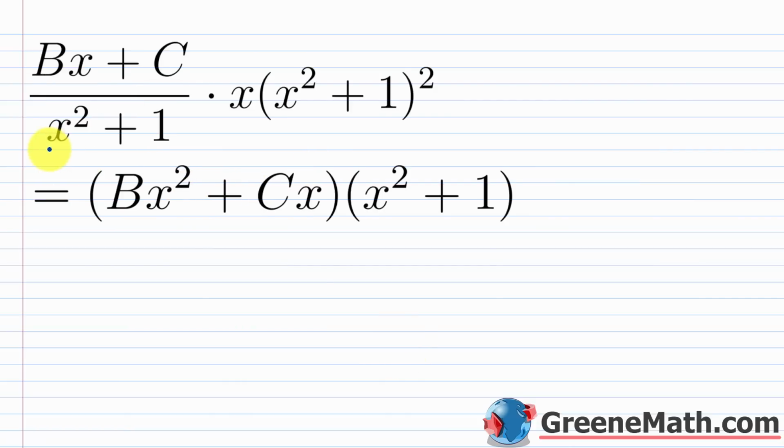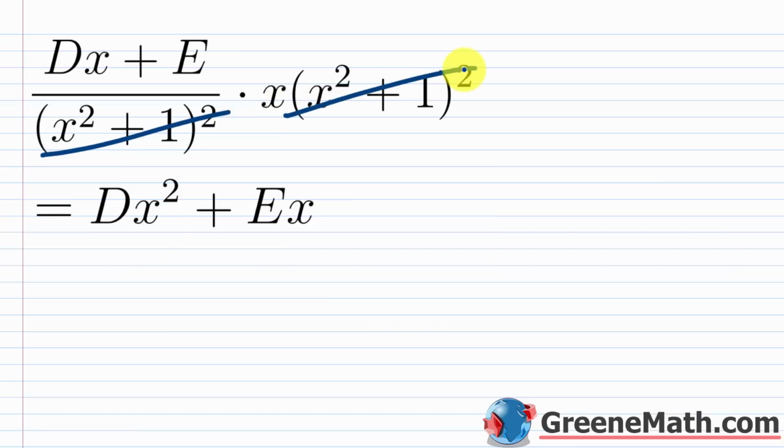Then coming down here, this one's going to cancel with one of these. So first you're going to multiply x times this quantity bx plus c. That's going to give you bx squared plus cx. Then you're going to multiply by this quantity, which is x squared plus 1. Then lastly, this guy would cancel with this guy. So we're going to get dx plus e. That's a quantity times x. So you get dx squared plus ex.